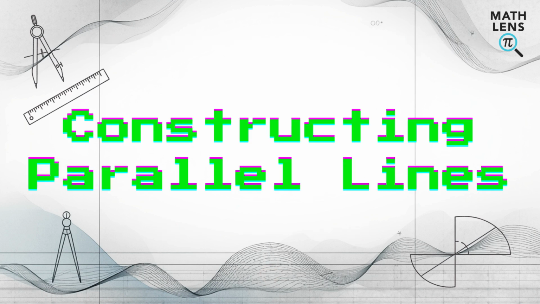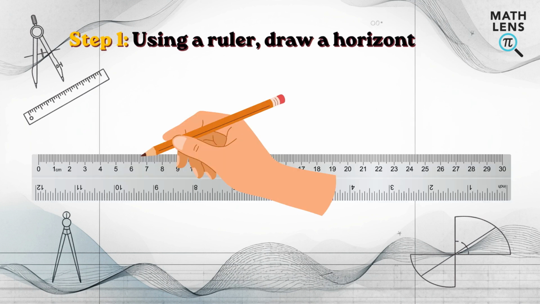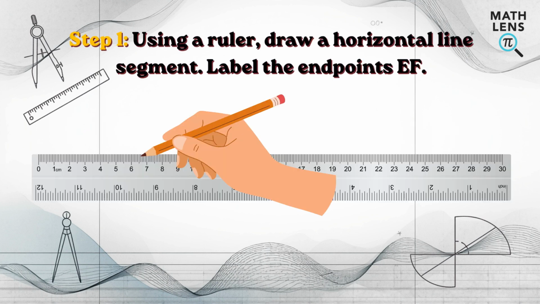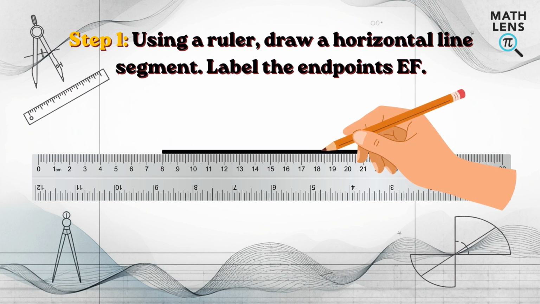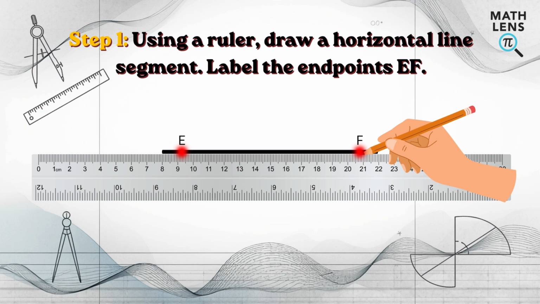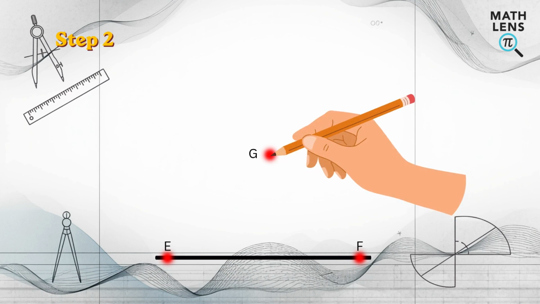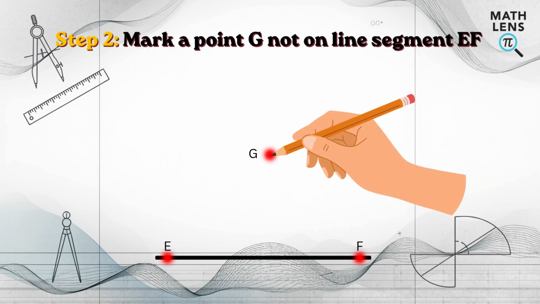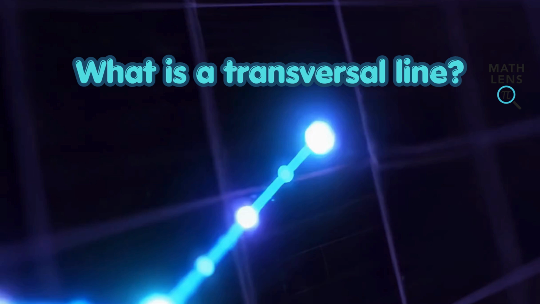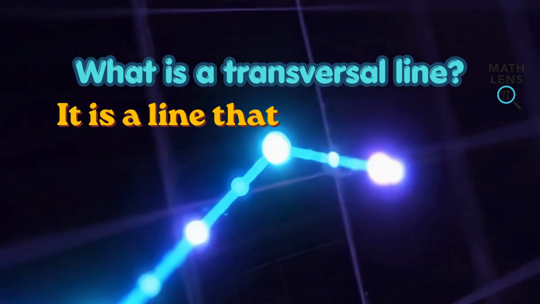Welcome to this next step, constructing parallel lines. Step 1. Start by taking a ruler and drawing a neat horizontal line segment. This will be our foundational base. Label the endpoints of this line segment as E and F. In step 2, we're focusing on marking a new point, point G, that is not on the original line segment EF. Before we proceed, let's talk about a transversal line.